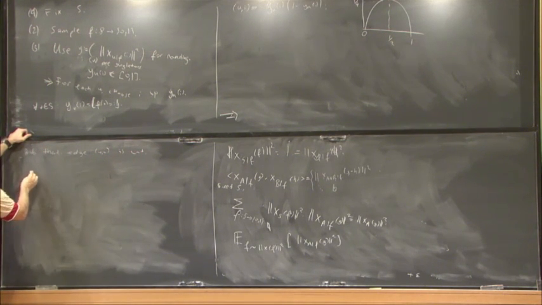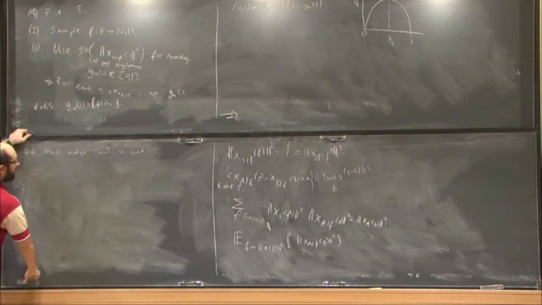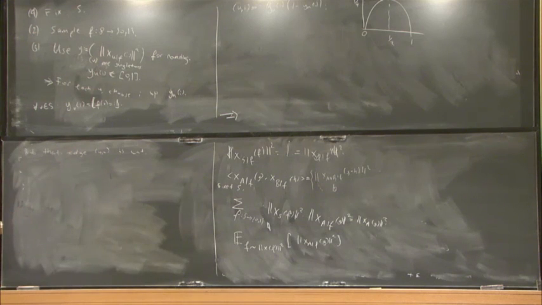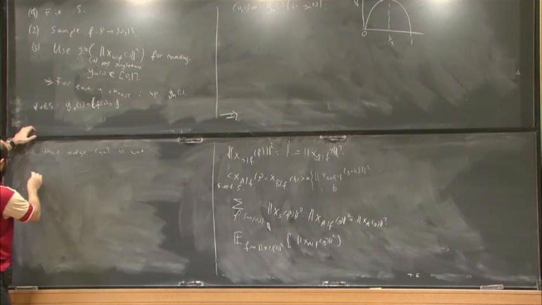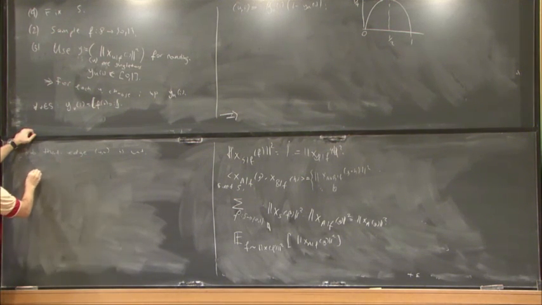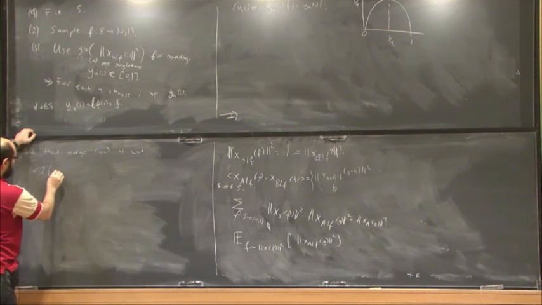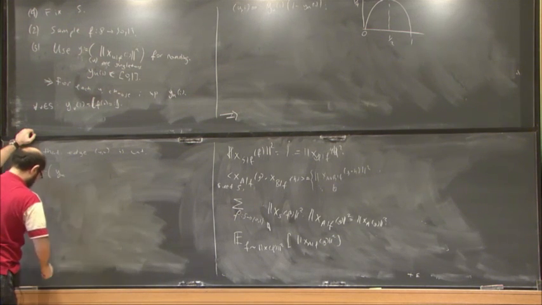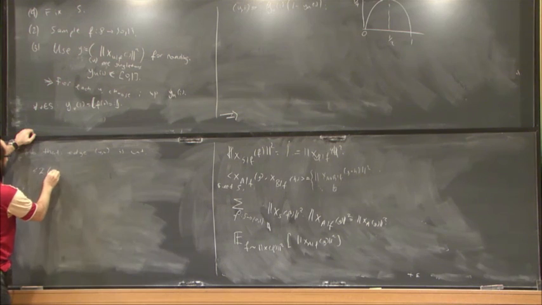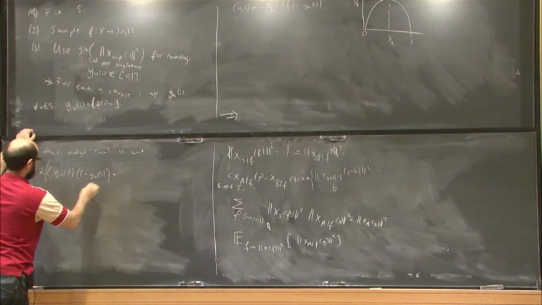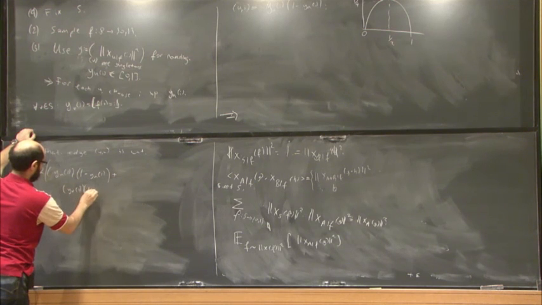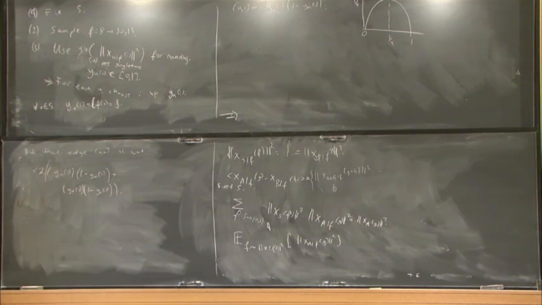Right. So this is, like, after this labeling, this quantity here will be bounded by 2 times the variance of one term plus the variance of the other.